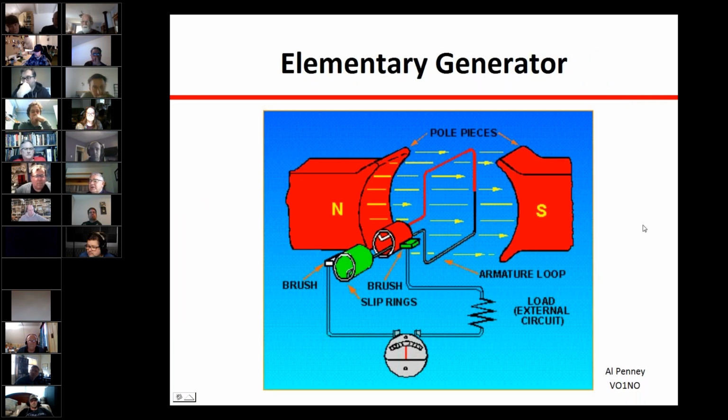Now, an elementary generator, I'm going to cover this very quickly. We'll talk about it in more detail in a later chapter. But basically, a generator is just a loop of wire, actually many loops of wire, in a magnetic field. And as it rotates through the magnetic field, it generates an alternating current. And as it goes through, you can pick that current up, and you can actually measure the voltage, and you can see what way it's going.